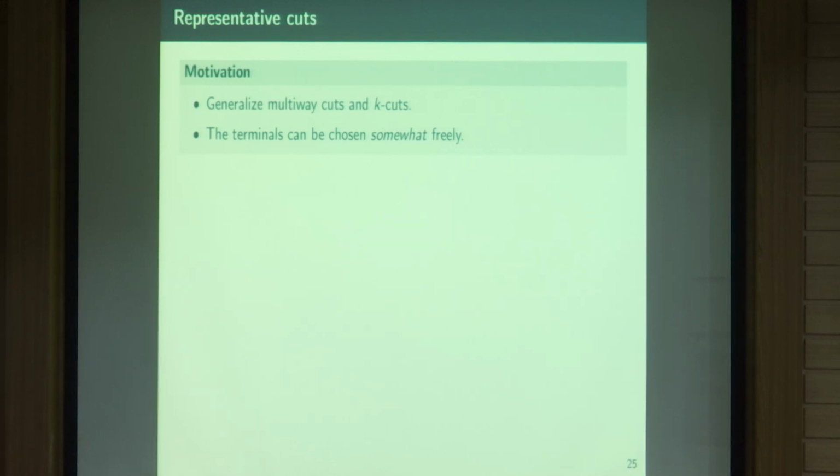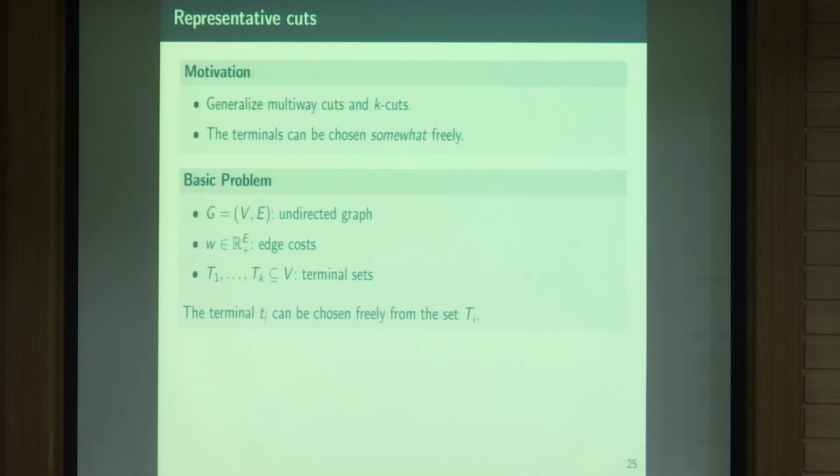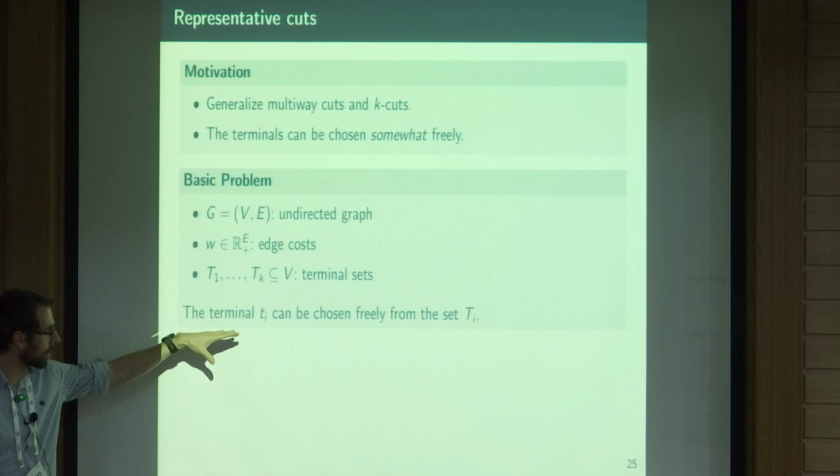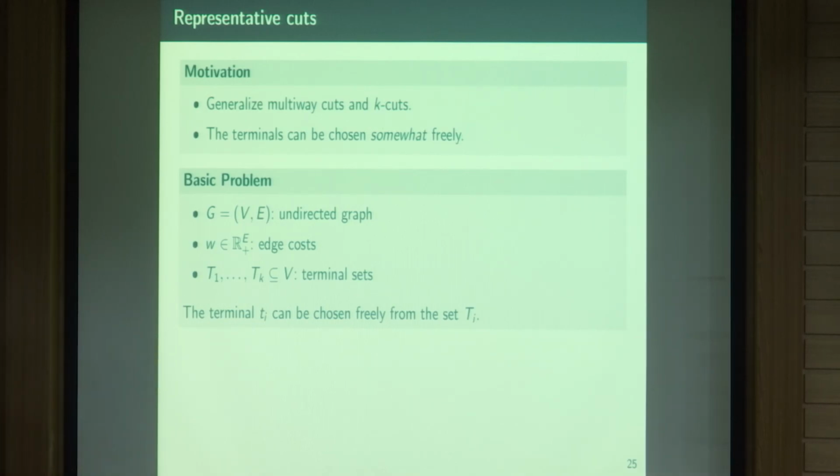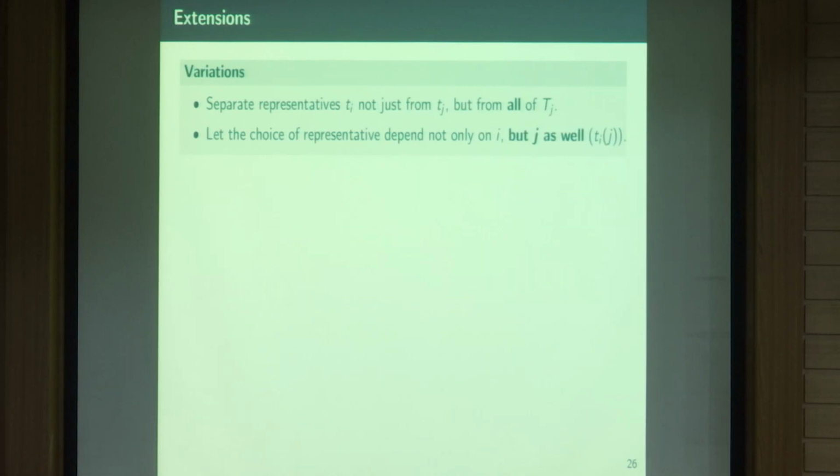So one possible generalization of multi-way cut is the following. We are given again an undirected graph with edge cost, and instead of terminals, we are given terminal sets. Instead of k terminals, we are given k terminal sets. And what we want to do is that we do not want to separate these terminal sets from each other completely. But instead, we will choose terminals in these terminal sets, and we only want to separate those from each other. This is not a well-defined problem. I will give you a list of possible definitions.